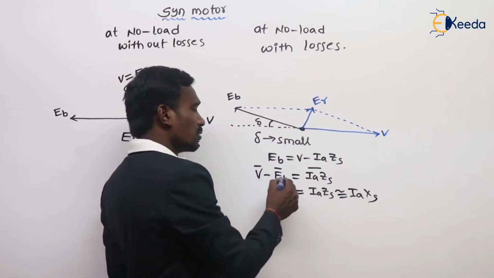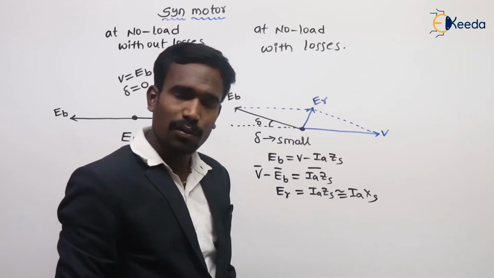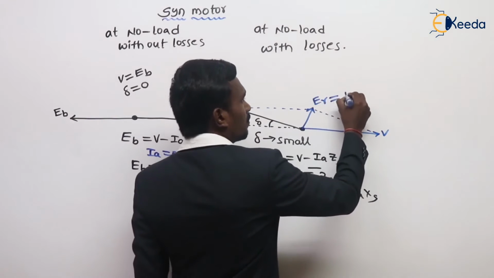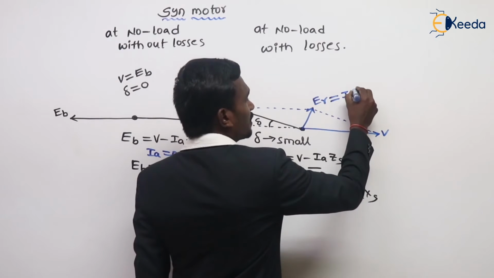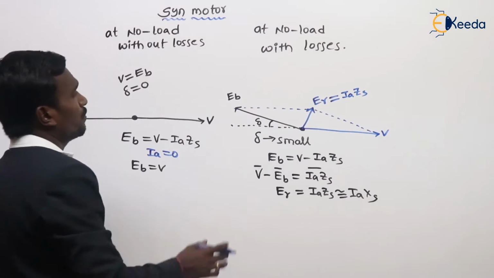The losses are due to the small current, that's why IAZS and IAXS. For example, if armature resistance is 0, it is IAXS. So this ER is nothing but IAXS, or ZS, whatever. This is at no load with losses.